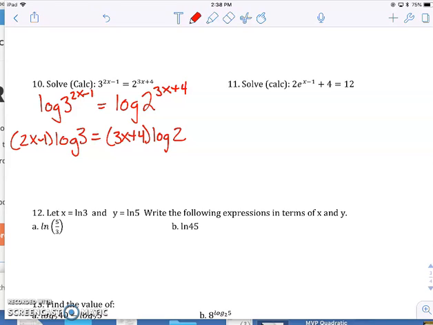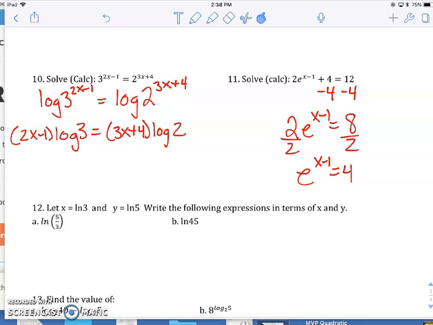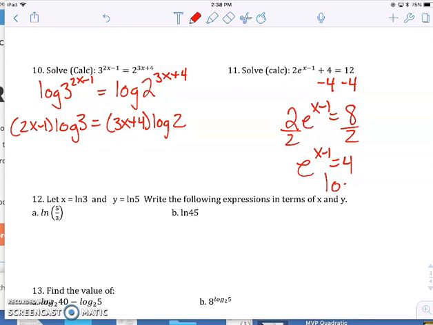So the next one here, let's see if we can solve this. So minus 4, 2e to the x minus 1 equals 8. Divide by 2, so e to the x minus 1 equals 4. Let's turn this into a log. So log base e of 4 equals x minus 1. So log base e is the natural log. So the natural log of 4 equals x minus 1. So then we have the natural log of 4 plus 1 equals x. And you could type that into your calculator.